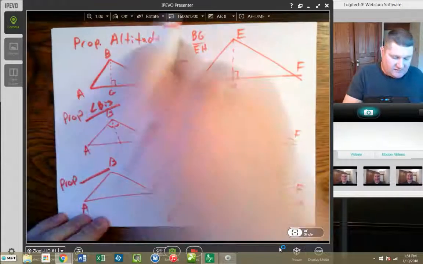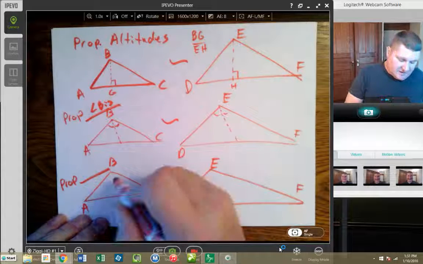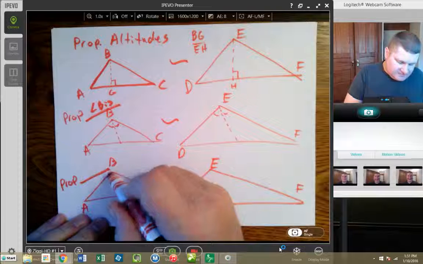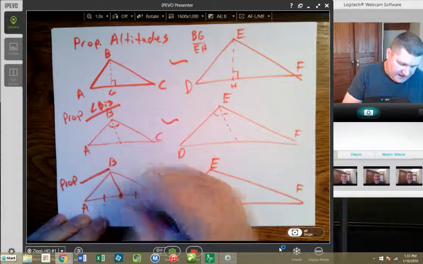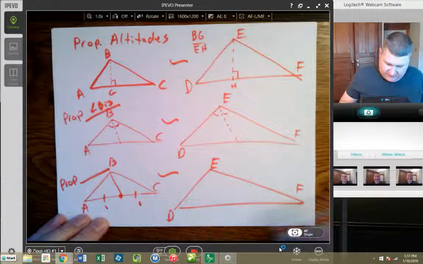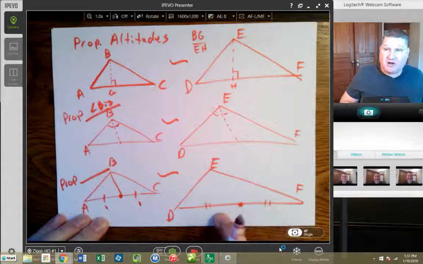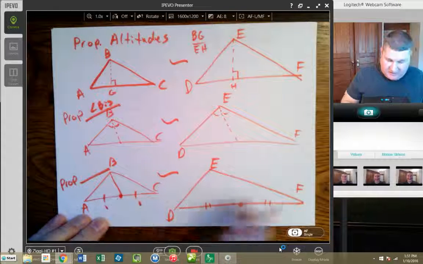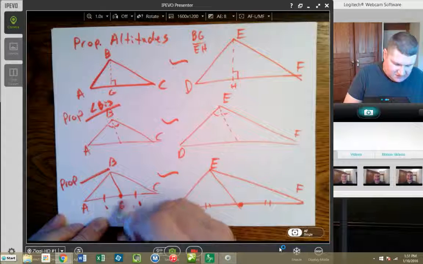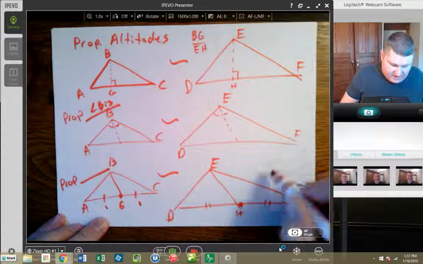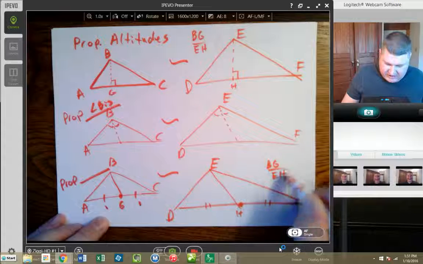Now, if I got altitudes, I got angle bisectors, what's the one that's left? That's right, medians. And so medians, remember, go from one thing and they cut the opposite side in half. So we cut this side in half. So here we go, cut this side in half. You'll notice these are double marks because they're not the same length as this, but they are equal to each other. And so we would say A, B, C, D. So we got G here and I got H here. And I would say BG is proportional to EH.